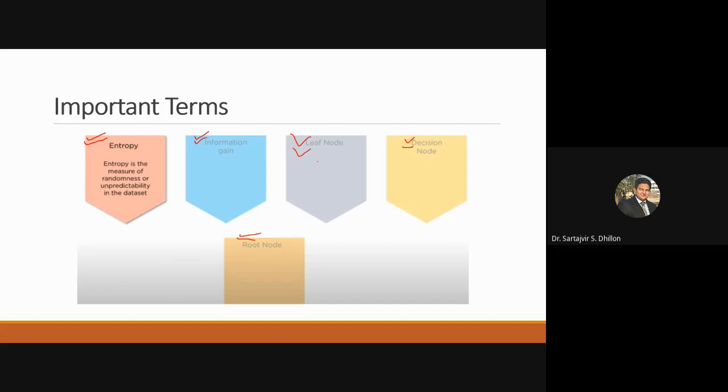So hopefully you are all clear on the leaf node and the decision node, but we will also discuss them in the upcoming slides. I have covered these two points in the previous decision tree lecture. Let us discuss one by one, and first we will start with entropy.